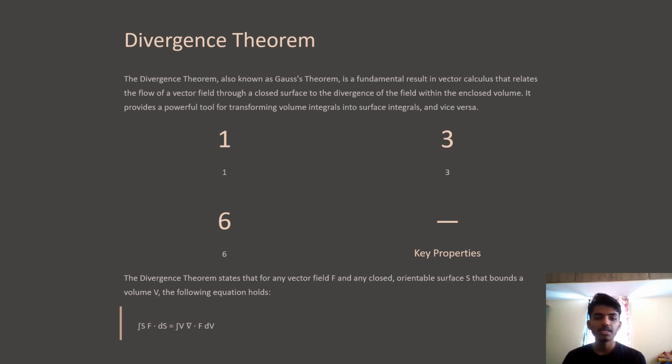Divergence theorem. The divergence theorem, also known as the Gauss theorem, is a fundamental result in vector calculus that relates the flow of a vector field through a closed surface to the divergence of the field within the enclosed volume. It provides a powerful tool for transforming volume integrals into surface integrals and vice versa.